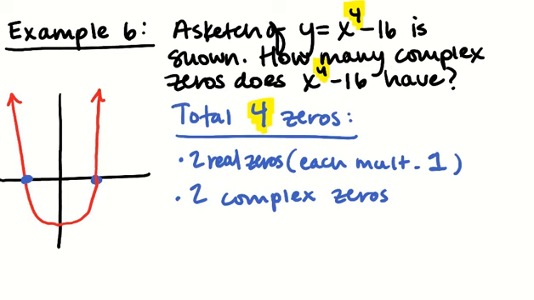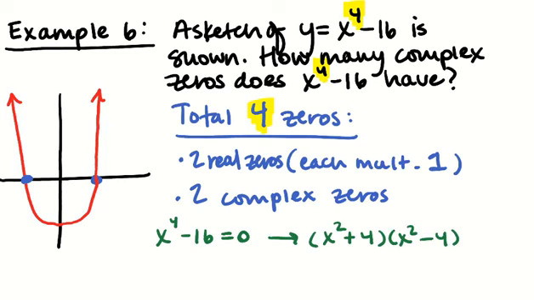So x to the 4th minus 16 equals 0. This is the type of thing that we can solve a little bit. You can factor this using a difference of 2 squares. So this is x squared plus 4 and x squared minus 4. And x squared minus 4 is also a difference of 2 squares. So I could have x squared plus 4, x plus 2 and x minus 2.